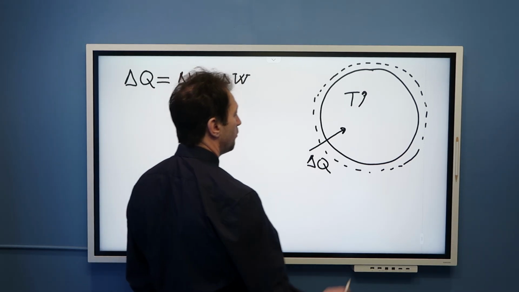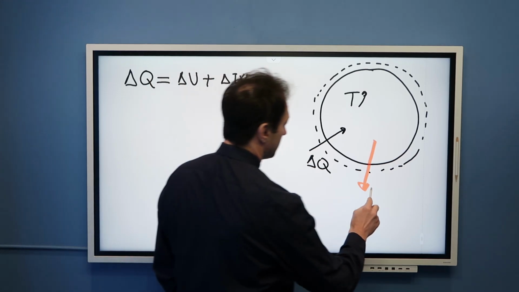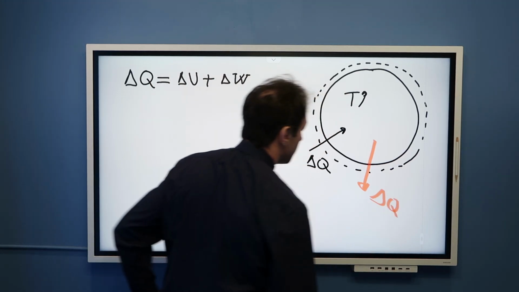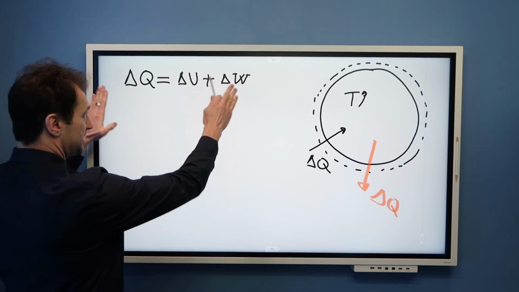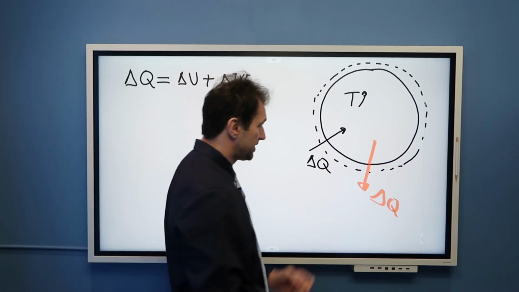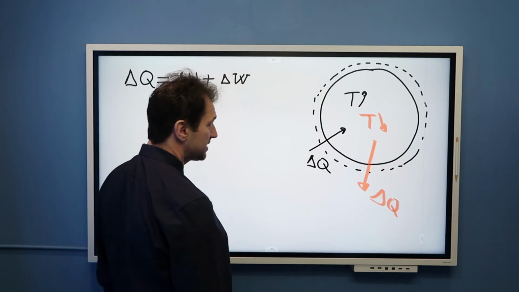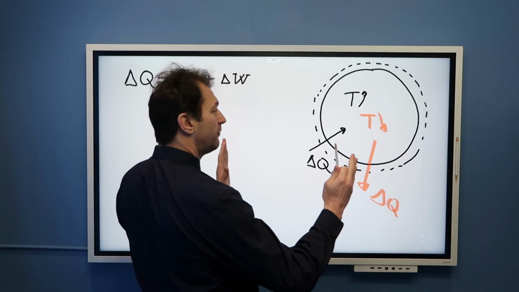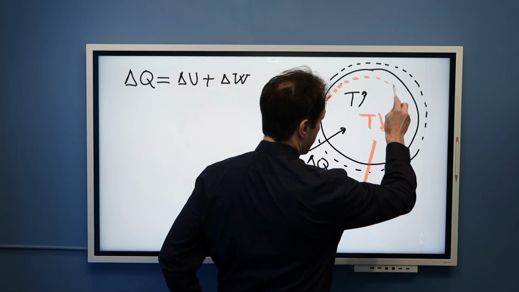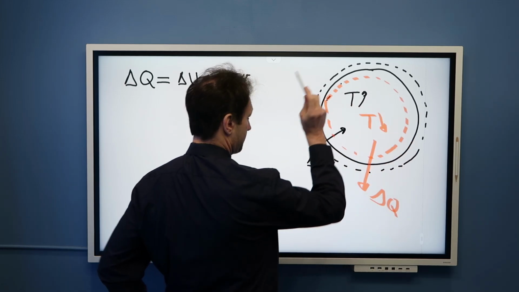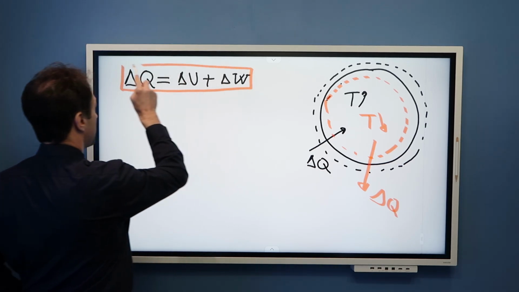Now you might say, what happens if we remove heat in the amount delta Q? If we remove heat from this air parcel in the amount of delta Q, this equation still holds. It tells us that in that case, the temperature of the air parcel will decrease and the environment will do work on it. In other words, the air parcel will shrink. That's the first law of thermodynamics.